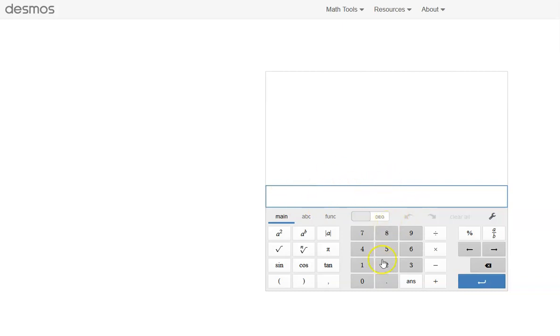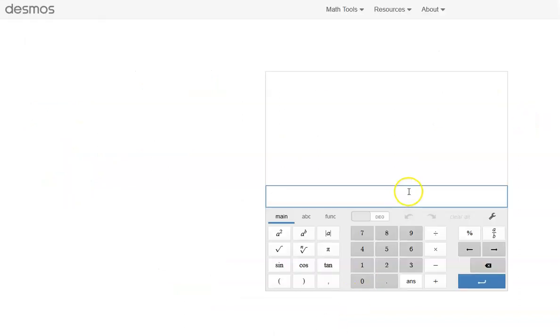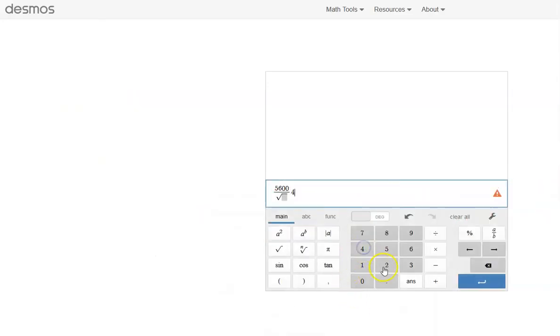All right, so I'm going to go to desmos.com/scientific, and this is what it looks like right here. This is a really good calculator to use for this test. So I'm going to put in 5,600 over the square root of 42. So get the Desmos calculator if you need to. 5,600 divided by the square root of 42. Oops, gotta be careful. Go back down there. Square root of 42. Now we got it in there correctly.